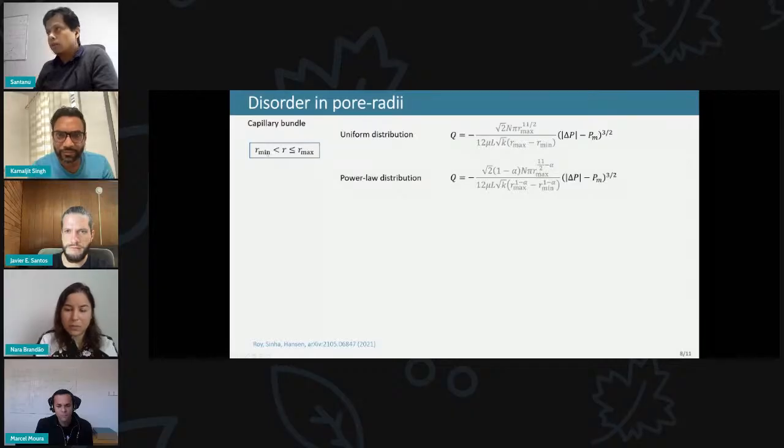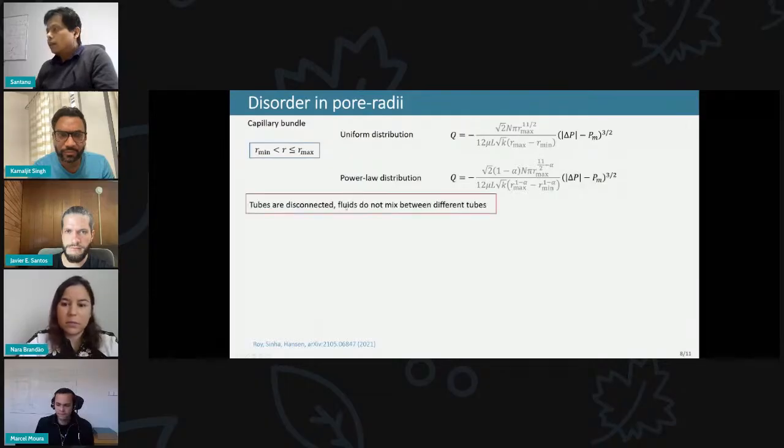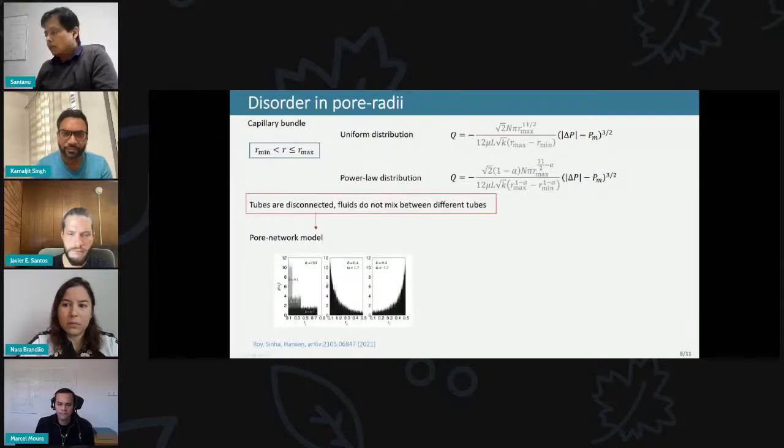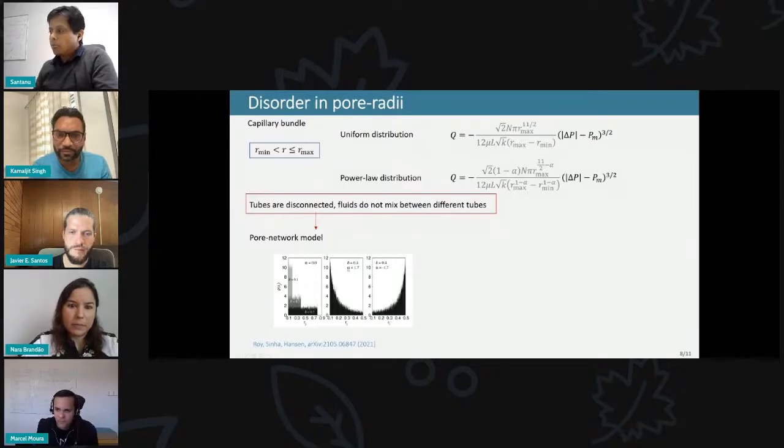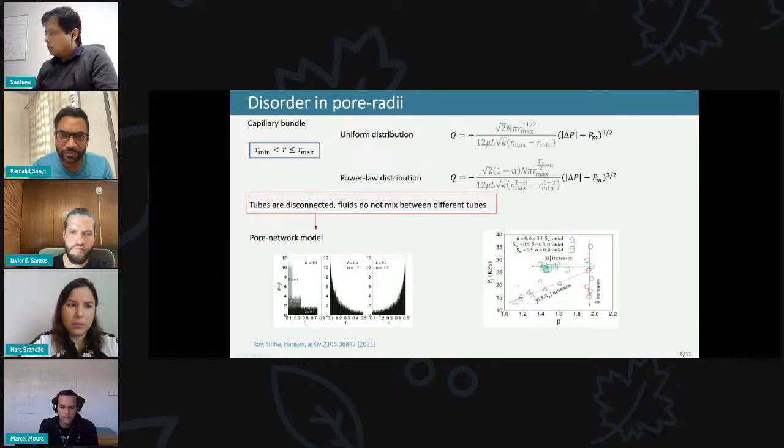And remember that here we have a cutoff both on the lower side and the higher side. And then these capillary bundle tubes are disconnected. So we moved into the pore network model, and we took a large number of distributions, two types: uniform and power law, with a large number of distribution parameters. This is the power law related to the distribution, which determines this shape, and this is the width of this distribution. And we have this full picture.